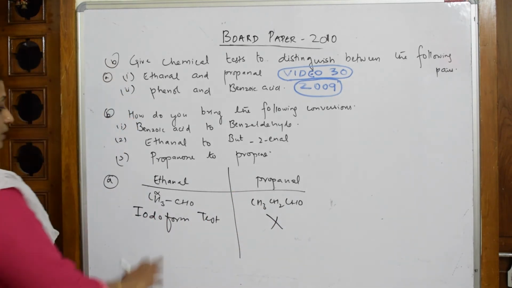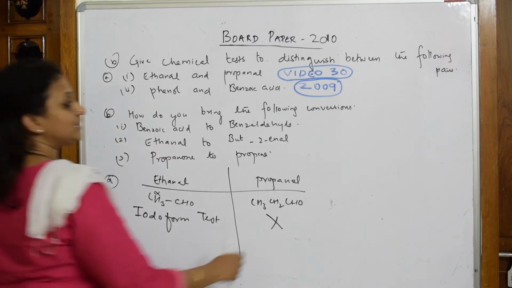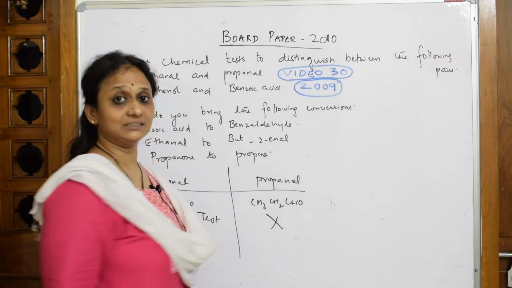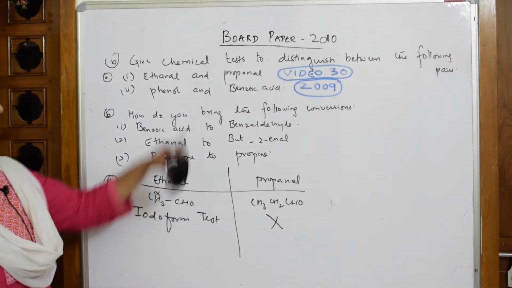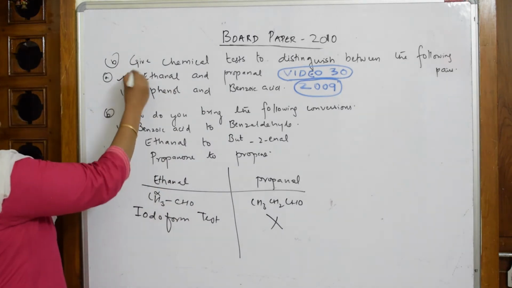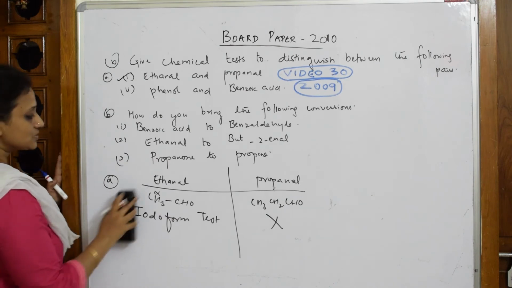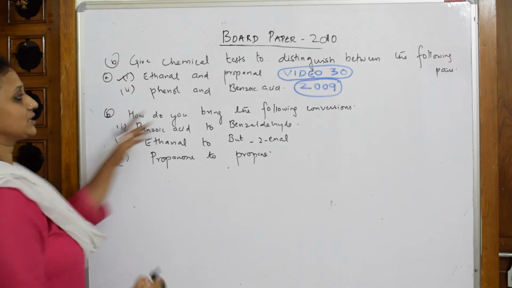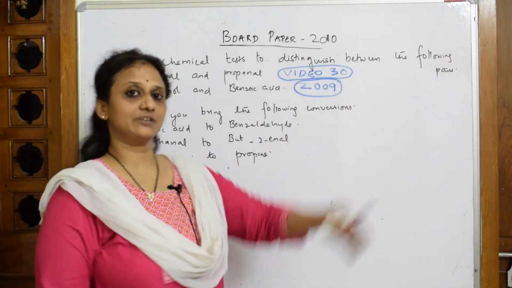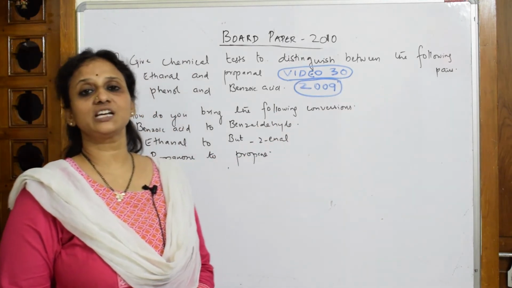Remember that. For the iodoform test, I've already done it in one video, that is numbered 30. Video number 30, please watch that video. You will get that iodoform test in that. So, I'm done with the first one. Let us come back and do the second one. What did they give us? I have to differentiate between phenol and benzoic acid. I have again done this in the earlier question paper, that is your 2009 paper.